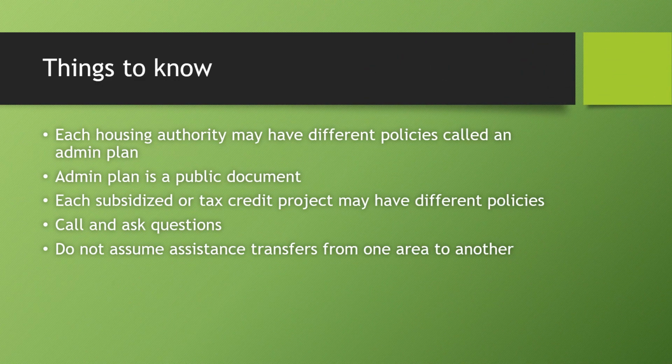Each housing authority, if you're dealing with Section 8 or public housing, may have different policies called an admin plan. An admin plan is a public document. There are some policies in place for public housing as well. All of those policies are public documents and a person can request them. They may differ from each housing authority or from each county or from each different project. Each subsidized or tax credit project may have different policies and screening policies. Best to call and ask.